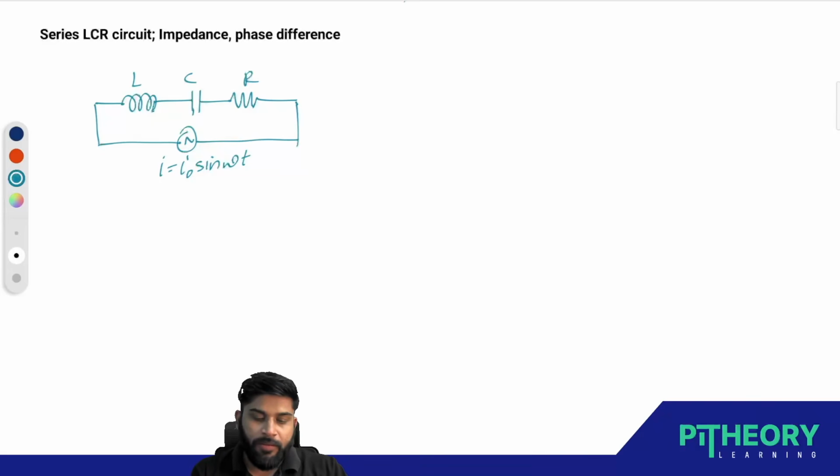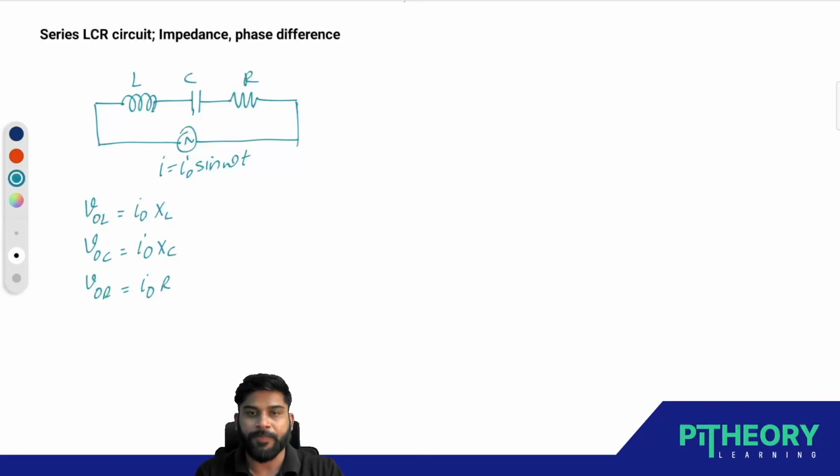So the peak value of voltage across the inductor will be equal to the peak value of current into the inductive reactance, which we can write as I naught into XL. The same way, the peak value of voltage across the capacitor will be I naught into XC. The peak value of voltage across the resistor we can write as I naught into R, correct?